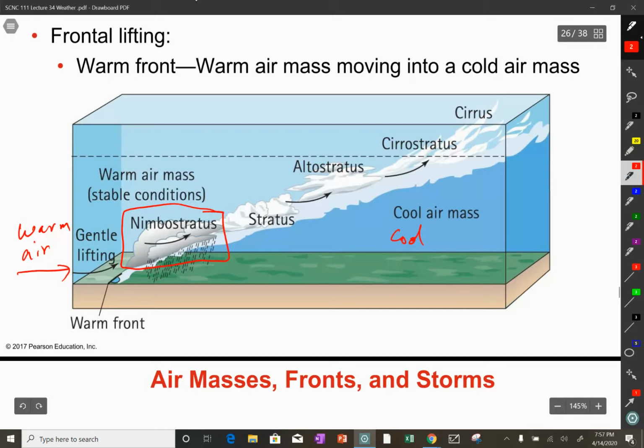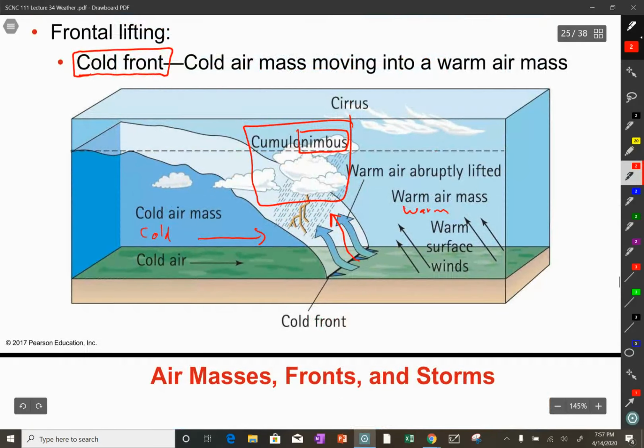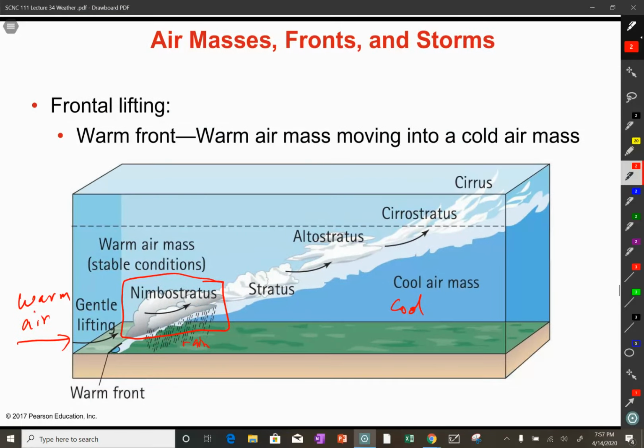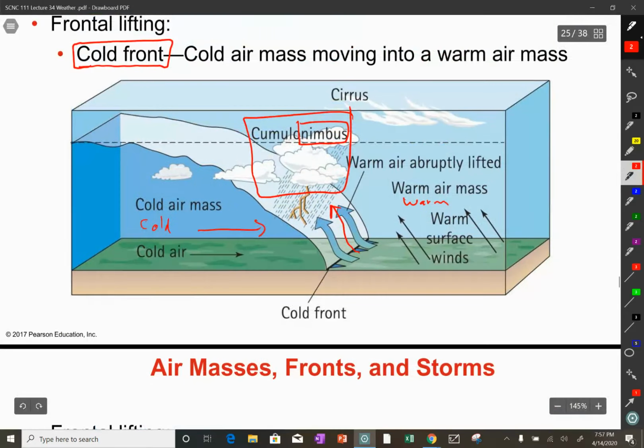You have a nimbostratus cloud that drops rain, but no thunderbolts and lightning. Whereas with the cold front, you had thunderbolts and lightning. You had the cumulonimbus or a thunderhead. Whereas when it's the warm front that comes in, you just have rain. And I didn't point out here that you do move further up.